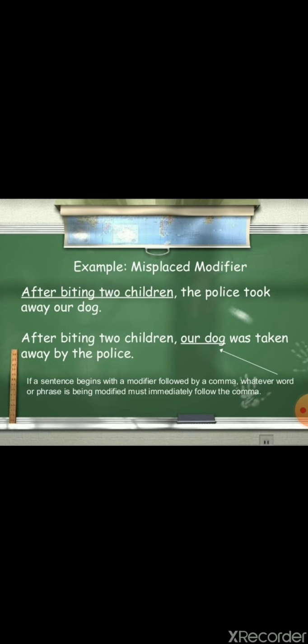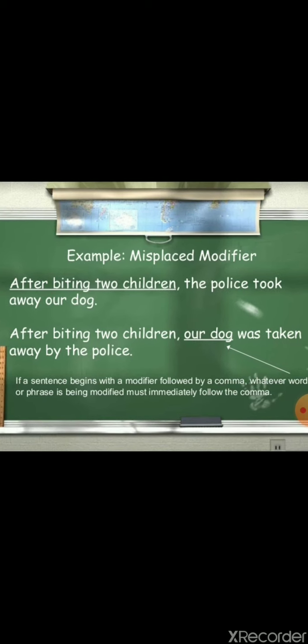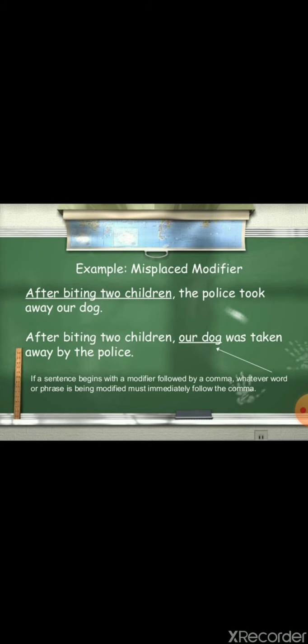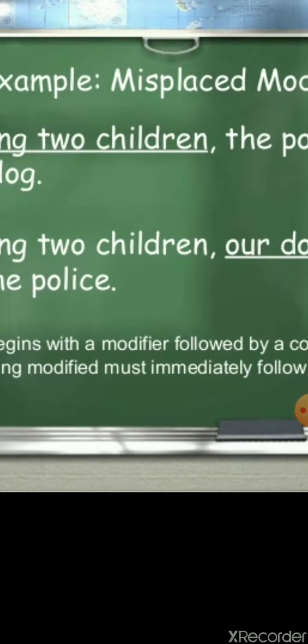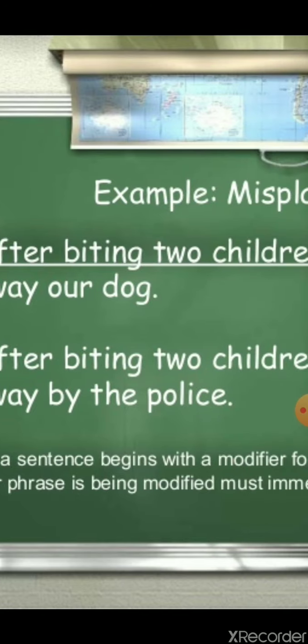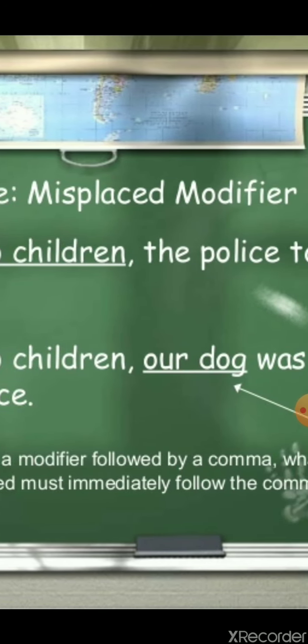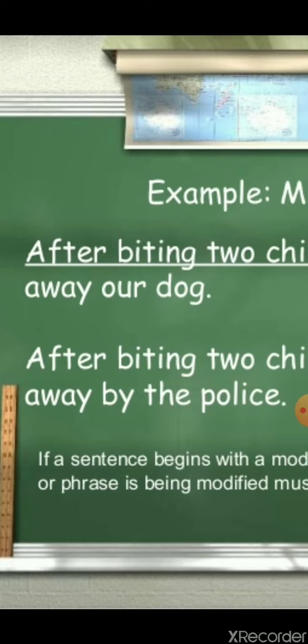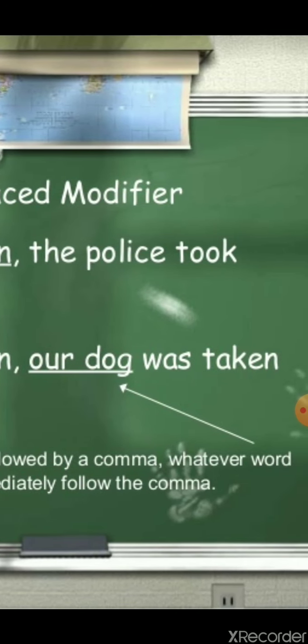After biting two children, the police took away our dog. Sorry, it's biting, because of the problem in my vision. After biting two children, the police took away our dog. After biting two children, our dog was taken away by the police. Okay, so look at that. If a sentence begins with a modifier followed by a comma, whatever word or phrase is being modified must immediately follow the comma.